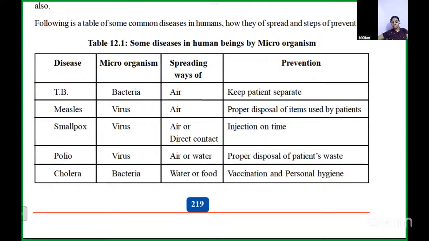Then smallpox, which is also caused by a virus. It is spread through air or direct contact with a person, shaking hands and all. It can be prevented by getting an injection on time. Then there is polio, which is also caused by a virus and is spread by air or water. The precaution you have to take is to properly dispose of the patient's waste.